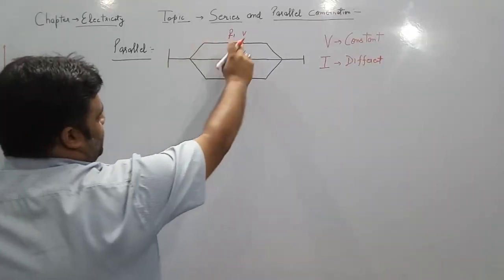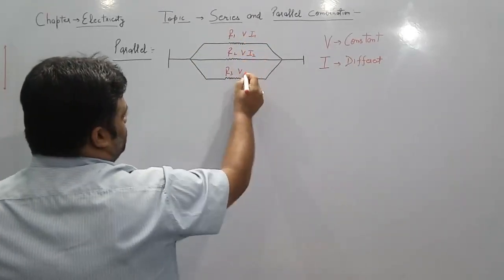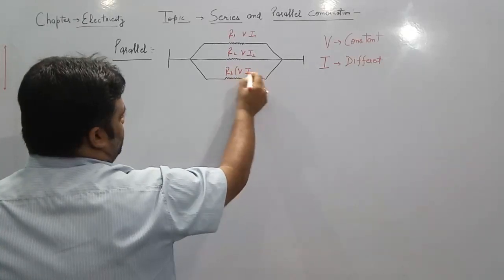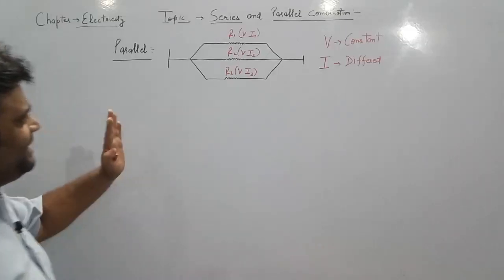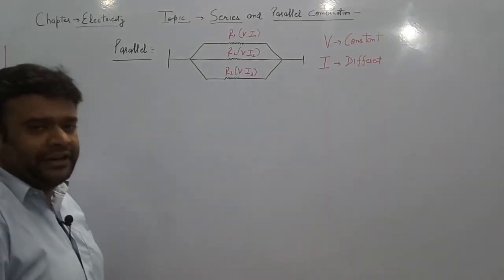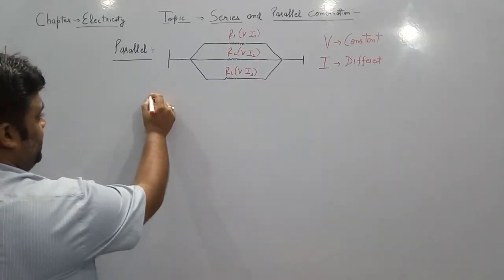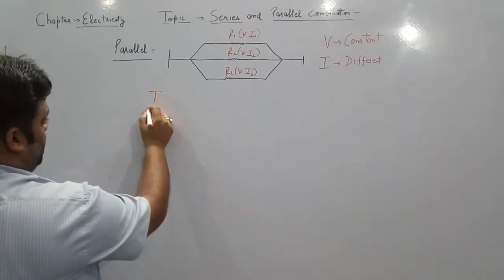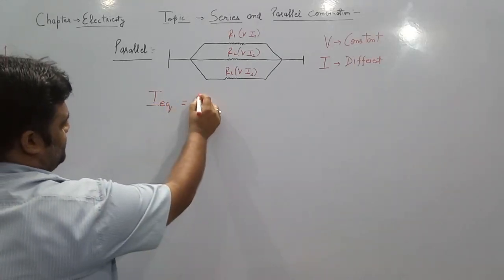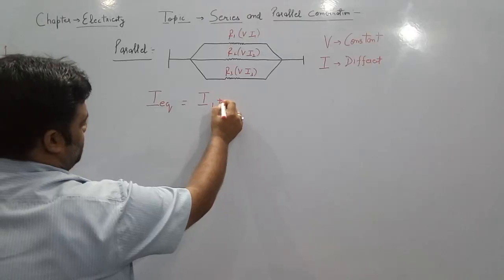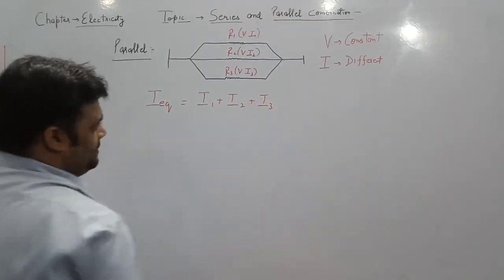Suppose in this line current is I1, in this line current will be I2, and in this line current will be I3. So potential difference is constant and current is different at each point. If we have to find total current, that is the value for I equivalent, then I equivalent is equal to I1 plus I2 plus I3.